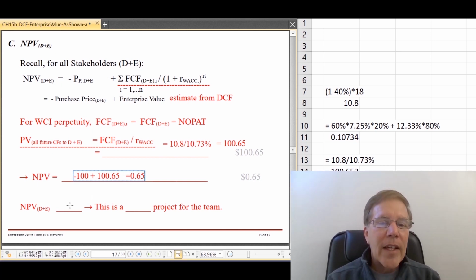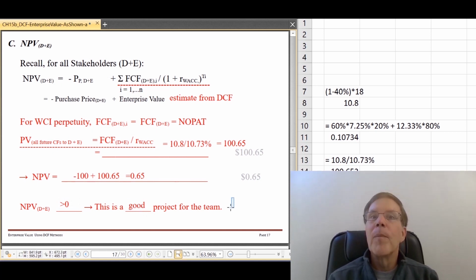Okay, and that is, in most circles, greater than 0. So this is a good project for the team. That's what the modeling says, right? Of course, in the real world, there are many more considerations.